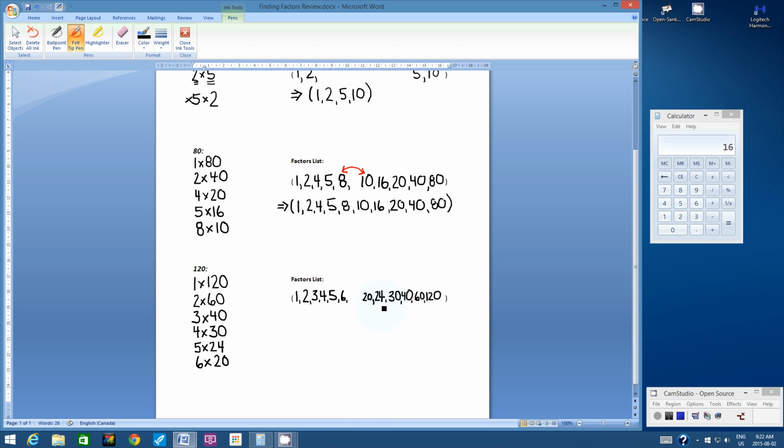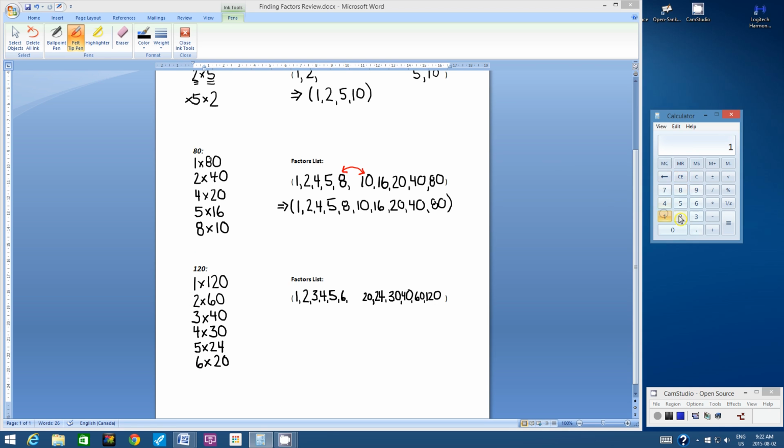You can see my factors list is getting very crowded here. All right, so what's the next factor after 6? Does 7 divide evenly into 120? We never really had a divisibility rule for 7, so that's something that you can just check on your calculator. 120 divided by 7, and if you get a decimal answer, you know that it is not a factor.